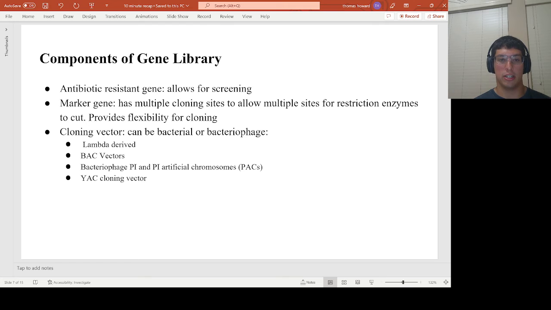Next, we have the cloning vectors. They can be bacterial or a bacteriophage. The first one is lambda-derived. Lambda is a bacteriophage, and there are different methods when using the lambda-derived one. We have the replacement, which can hold 23 kilobase inserts, and the insertion from cDNA, which holds 5 kilobase inserts inserted into the CI gene.